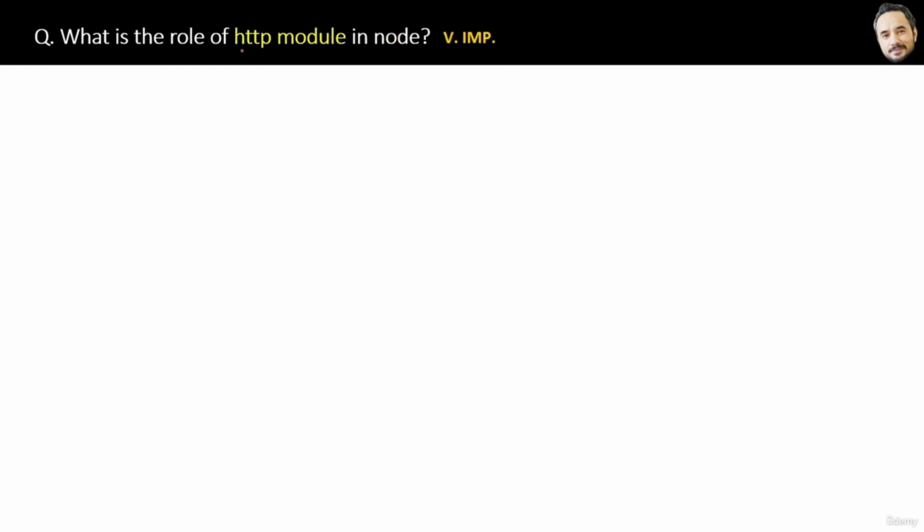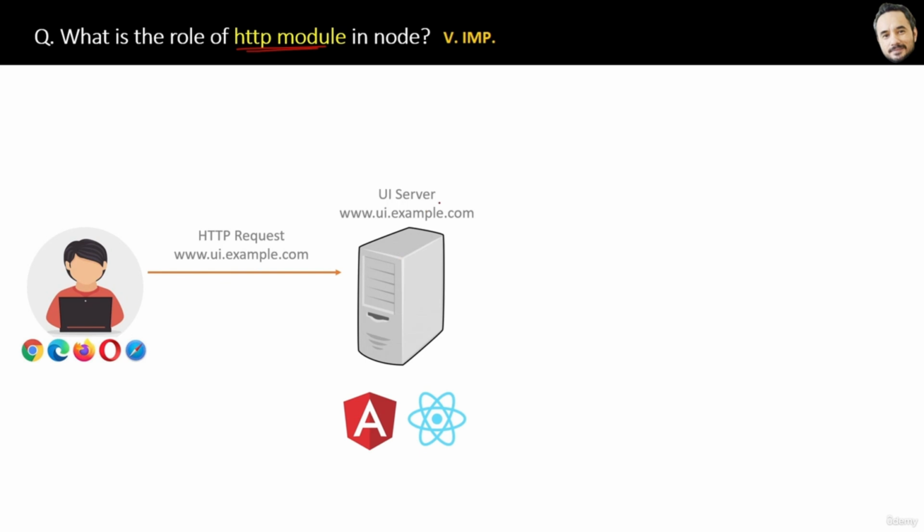What is the role of HTTP module in Node? This is one of the most important modules in Node. Let's first quickly understand the request flow before understanding the role of the HTTP module in a Node application. Suppose you are a user and you open a Node API based website in your browser. So the request will first go to the UI server, which can be in Angular, React, JavaScript, any front-end technology, right?